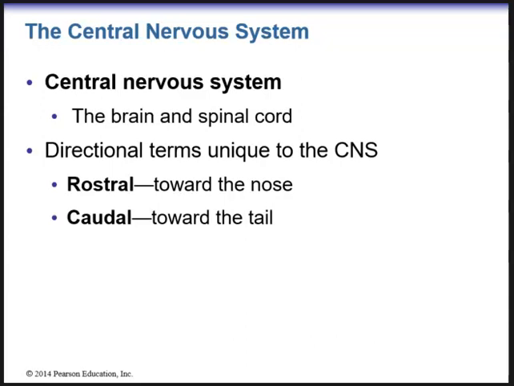So we know the main structures of the central nervous system include the brain and the spinal cord. Some directional terms that are unique to the central nervous system: rostral. Rostral means toward the nose, whereas caudal means toward the tail. We encountered a word that had caudal in it, like cauda equina. Cauda equina meant horse's tail, and that was a structure that we saw at the distal end of the spinal cord. So caudal means toward the tail.